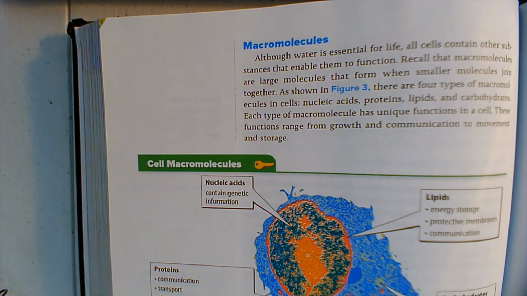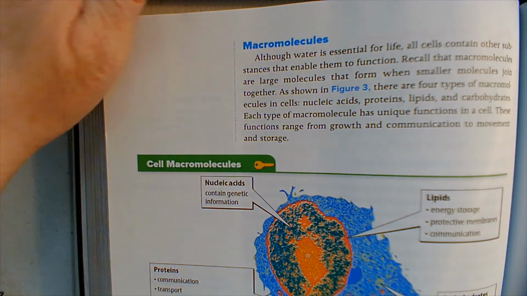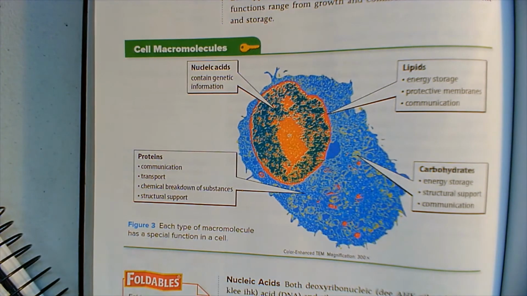Macromolecules. Although water is essential for life, all cells contain other substances that enable them to function. Recall that macromolecules are large molecules that form when smaller molecules join together. As shown in figure 3, there are 4 types of macromolecules in cells: nucleic acids, proteins, lipids, and carbohydrates. Each type of macromolecule has unique functions in a cell. These functions range from growth and communication to movement and storage. All right, let's look at the 4 different types of macromolecules.